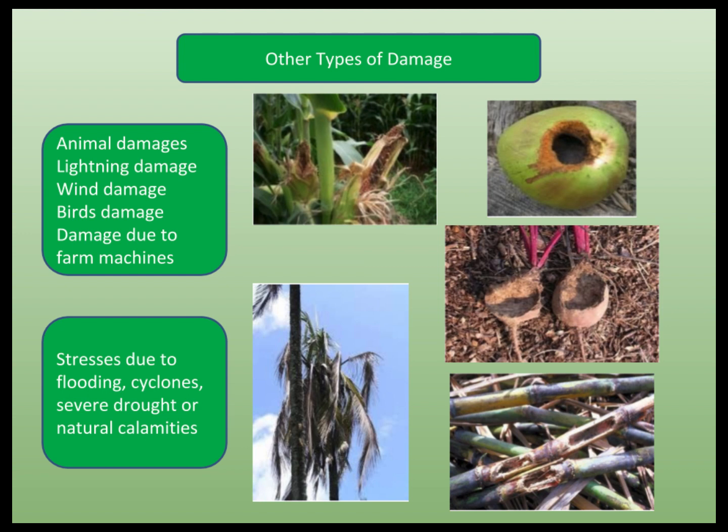Several other specific types of injury symptoms can be seen in plants, like rabbit or wild boar damage, squirrel and termite damage, lightning damage, wind damage, bird damage, monkey and rat damage, and even mechanical damages. Farmers must make a case-to-case verification of these reasons, and preventive and corrective measures can be taken up accordingly. Apart from all these, farmers can still expect additional problems when plants have been severely stressed due to flooding, cyclones, severe droughts, and situations arising out of such natural calamities.